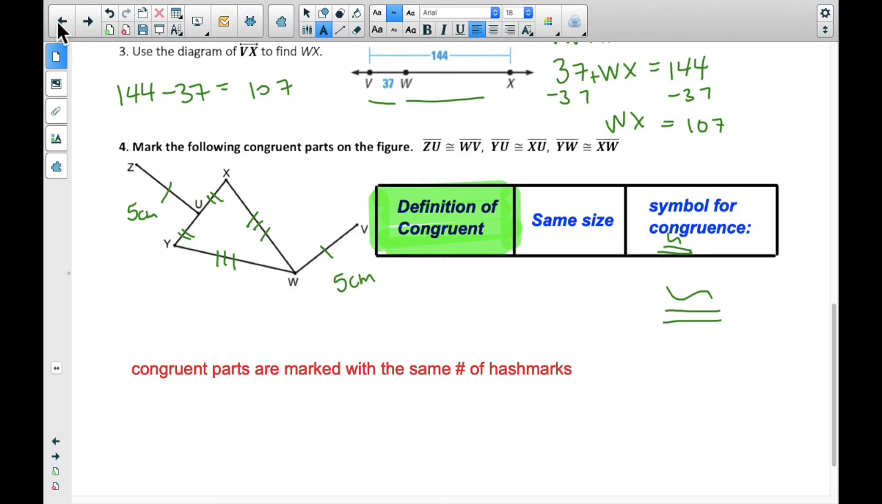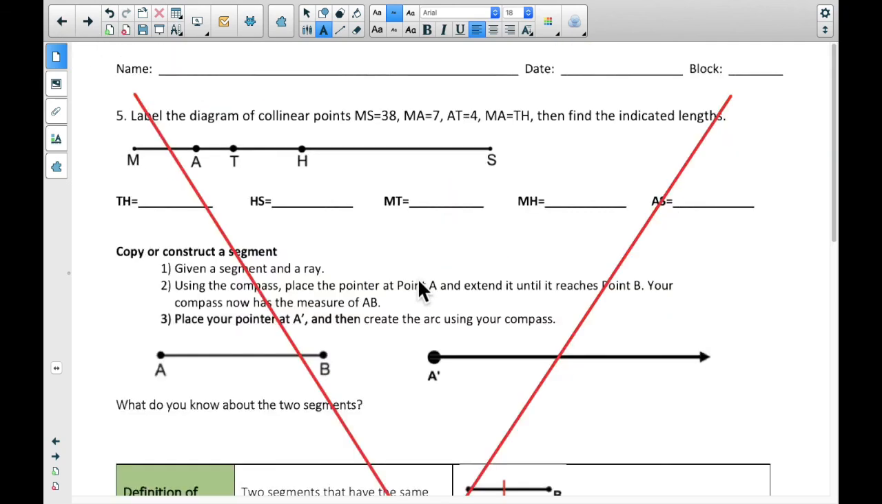Okay, let's turn the page. I have some good news on the next page, and that is that we can skip it. Woohoo, we're skipping the page.